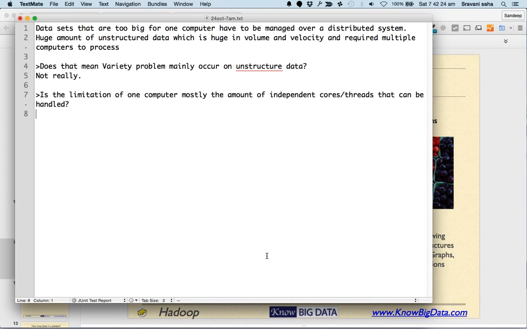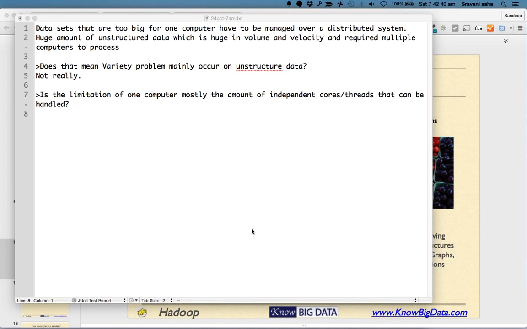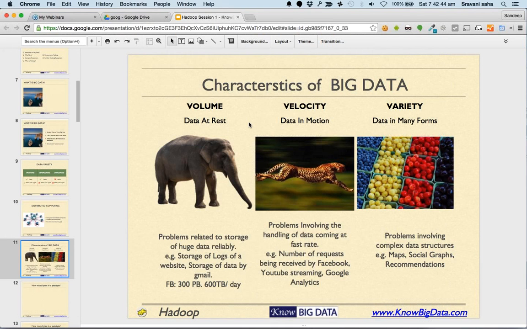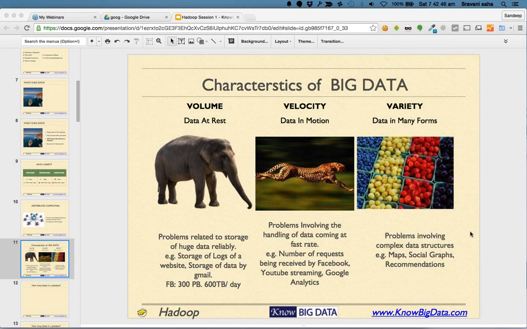All right. There is a question. Is the limitation of one computer mostly the amount of independent cores or threads that can be handled? Brilliant, Peter. And we have a next slide exactly for that. After third, fourth slides. That's a very important point, and I would like to go into the detail.